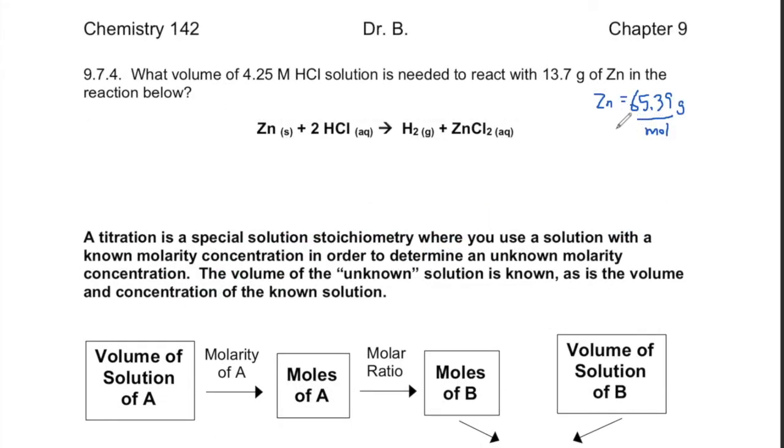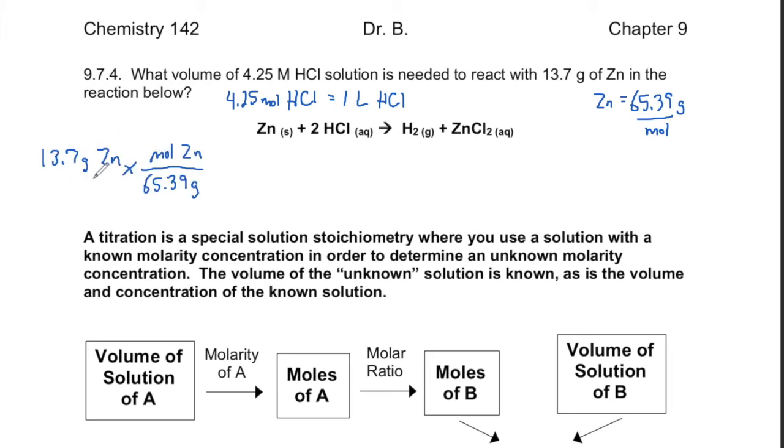So since we want moles of zinc, we're going to need the molar mass here. And eventually we're going to need to use this concentration as a relationship to get from moles of hydrochloric acid to liters of that solution. All right, we'll start off with our mass of zinc. Use the molar mass to convert that to moles of zinc. And then use the molar ratio to stop talking about zinc and start talking about hydrochloric acid. So at this point we'll have moles of hydrochloric acid.